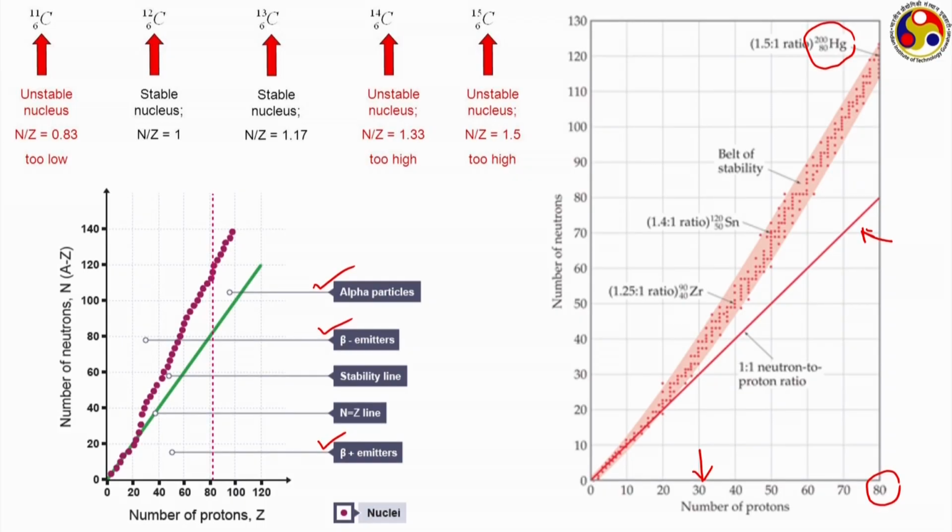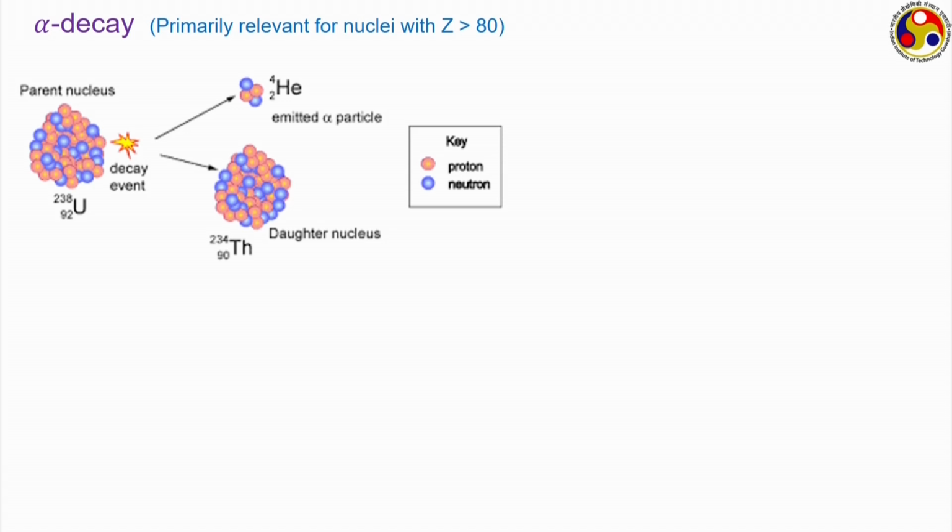So, depending upon whether the N by Z ratio is higher than required or lower than required, we can have 2 different kinds of radioactive reactions. And of course, we can also have alpha reactions or alpha decay, which is generally identified for heavier isotopes only. So, this is alpha decay, which is primarily relevant for nuclei with Z greater than 80, but that does not mean that it does not happen for Z less than 80, but it is more prevalent when Z is greater than 80.